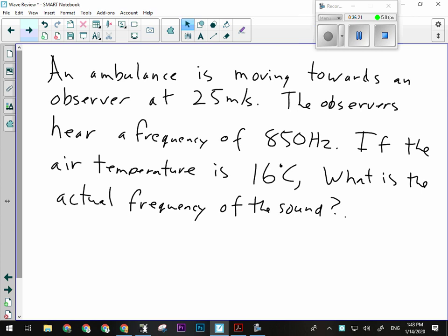Okay, so there you go. You've got an ambulance moving towards an observer at 25 meters per second. The observers hear a frequency of 850 hertz. If the air temperature is 16 degrees Celsius, what is the actual frequency of the sound?